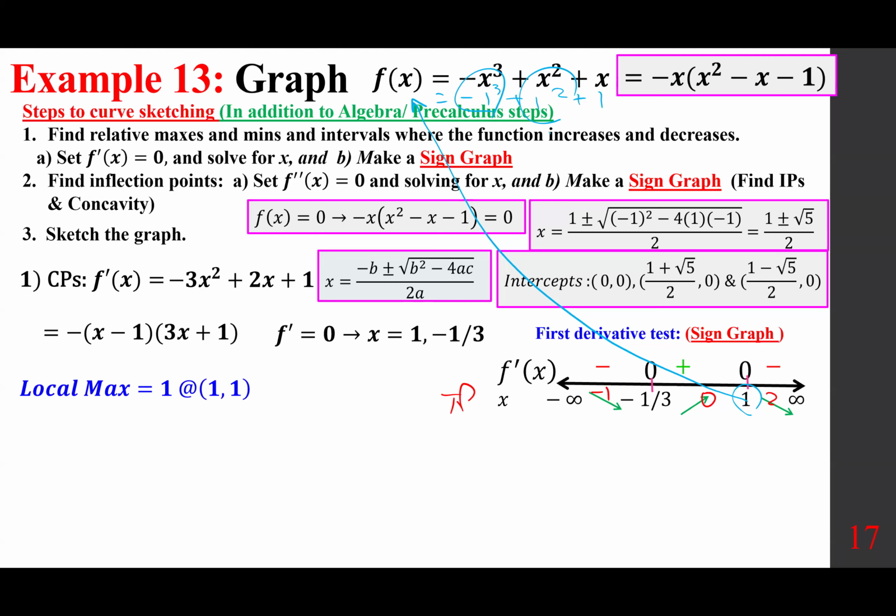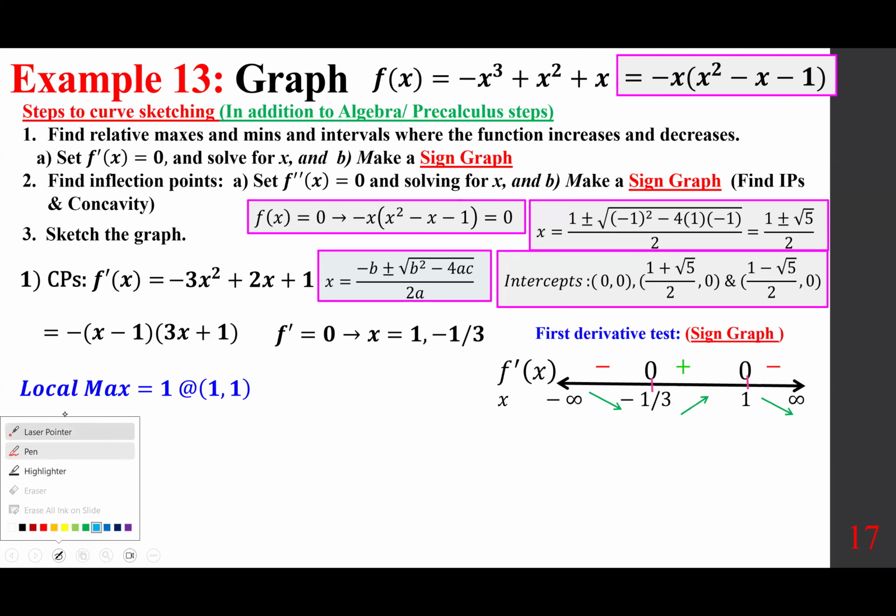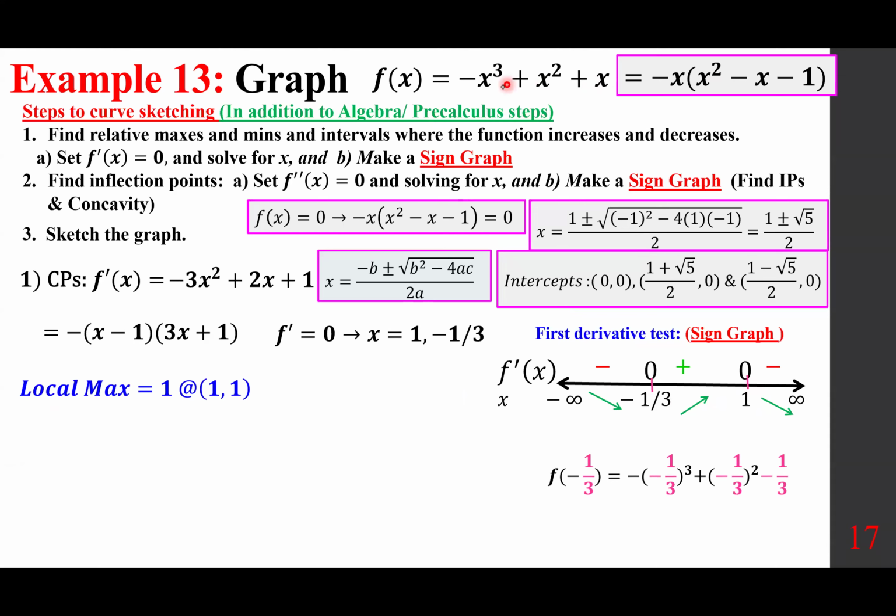But what about local minimum? You have to put the negative 1/3 back into the original function and evaluate it. So let me erase my work. And what it means, I'm going to put negative 1/3 into this or this. Doesn't matter. This is easier. So first and foremost, negative 1/3 to the power of 3 is negative 1/27. This makes it positive. Plus square, when you square a negative number, becomes positive 1/9.